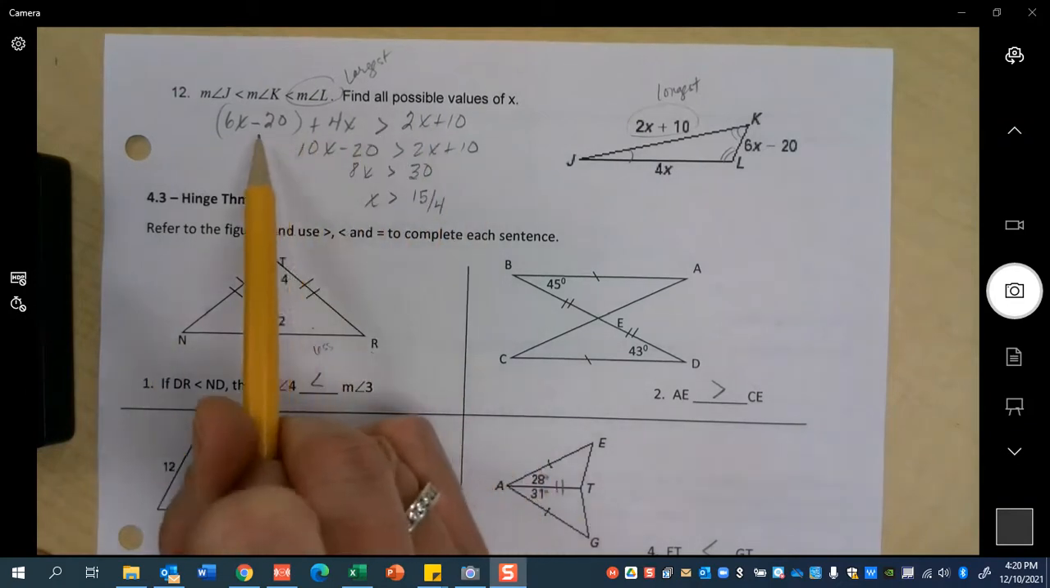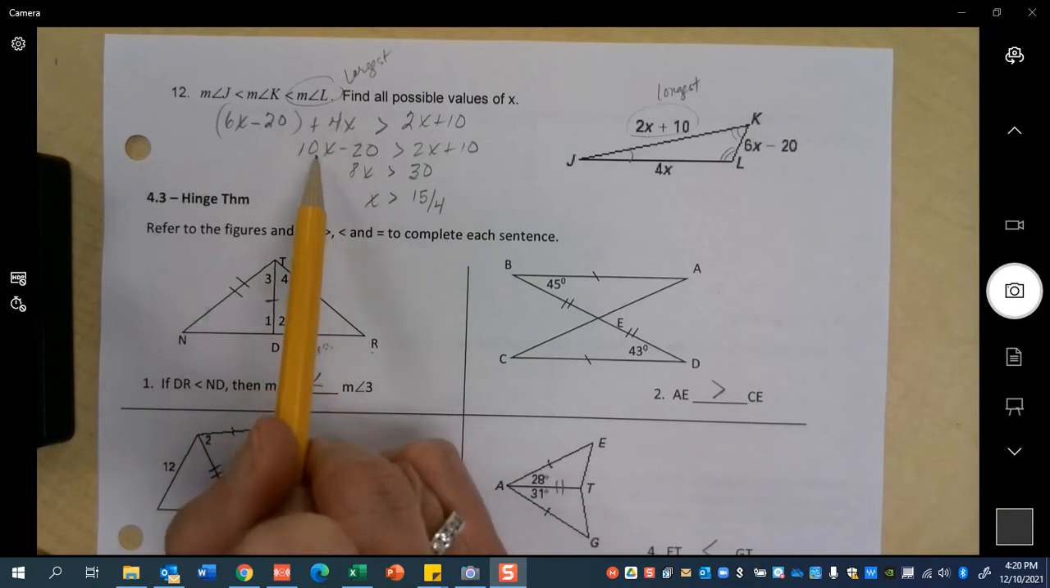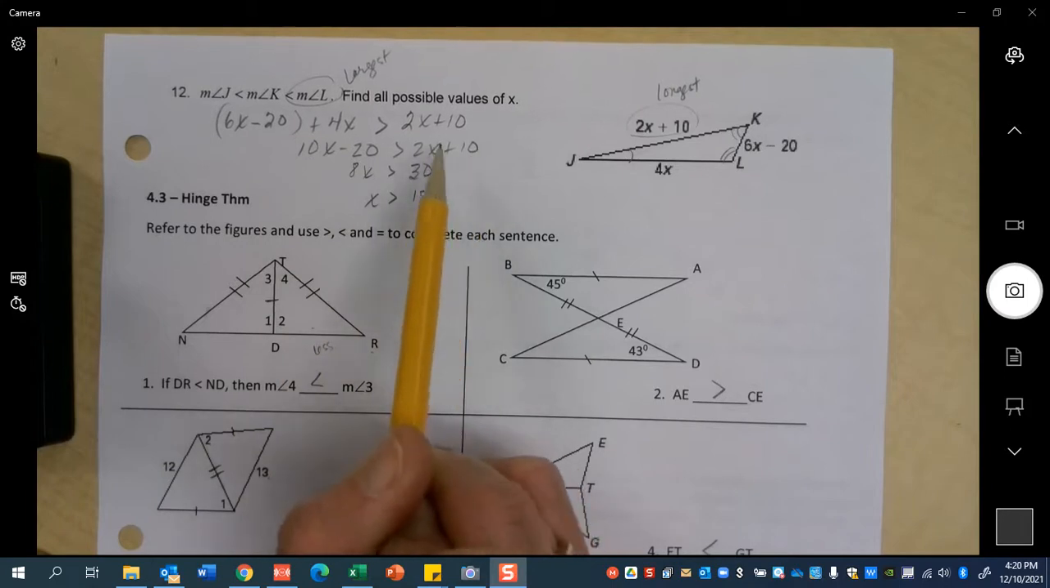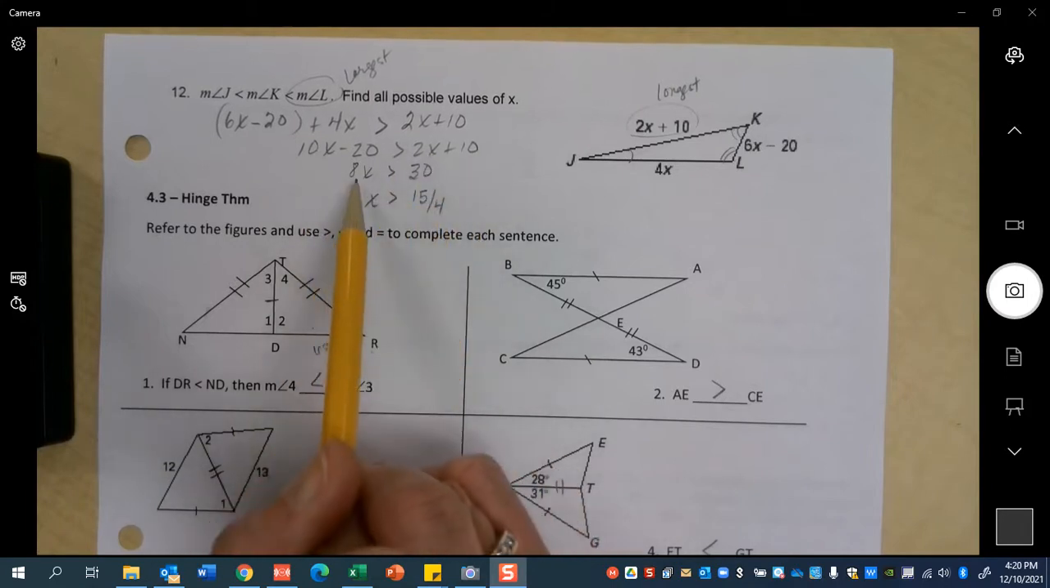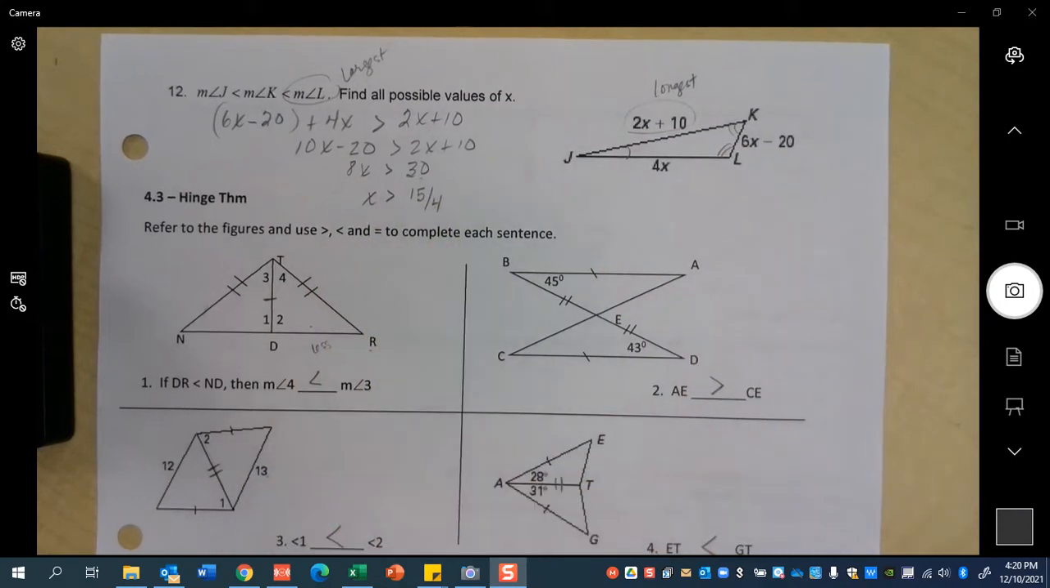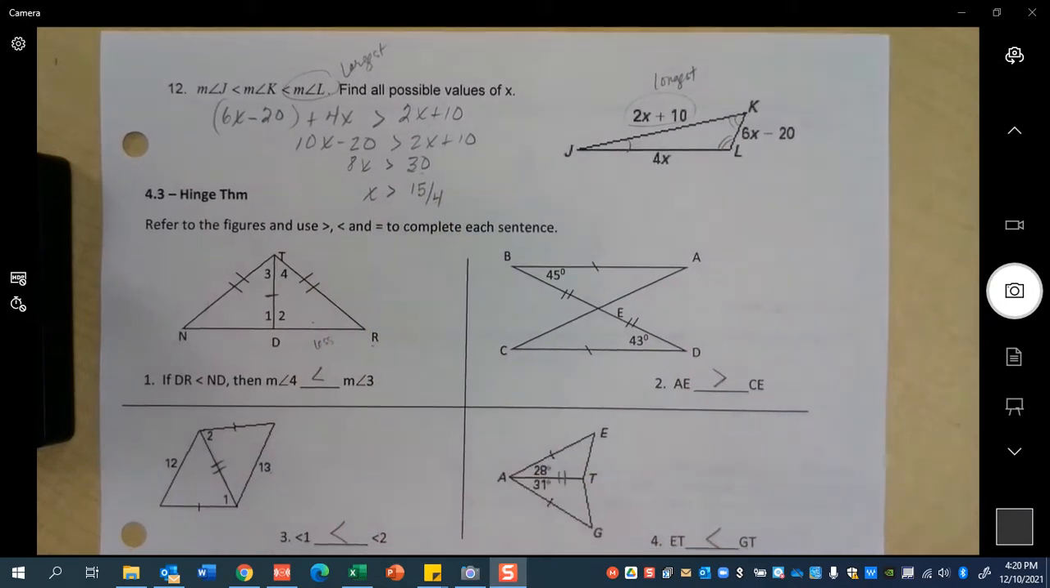So when I set up that inequality, 6x plus 4x is 10x. So 10x minus 20 has to be bigger than 2x plus 10. Subtract 2x from each side. 8x has to be bigger than 30. And x has to be bigger than 15/4.